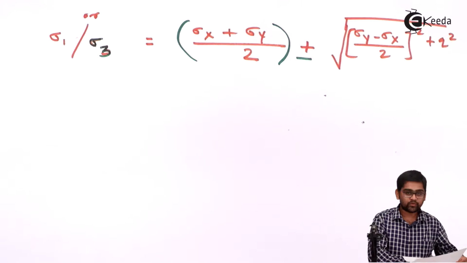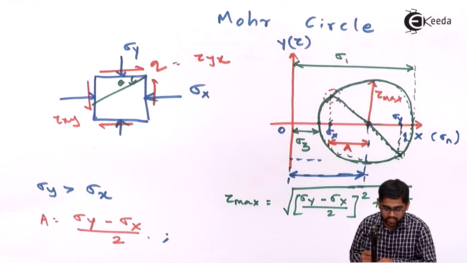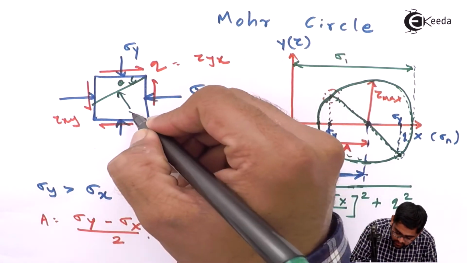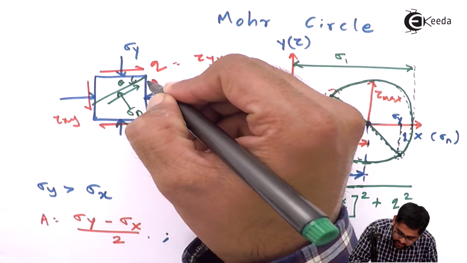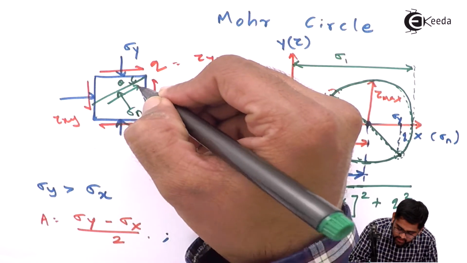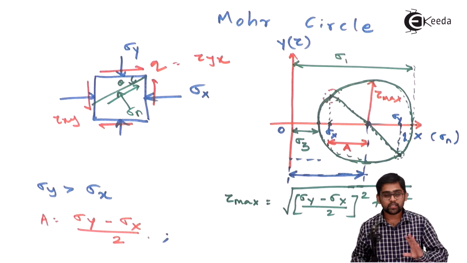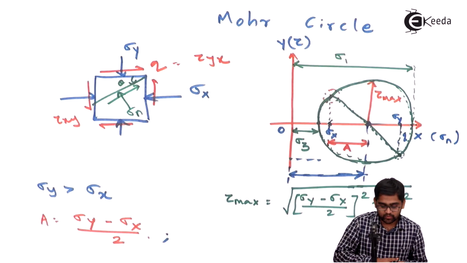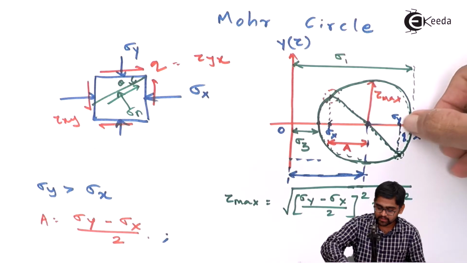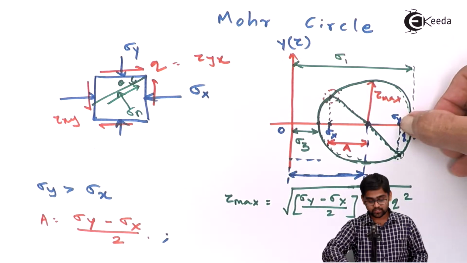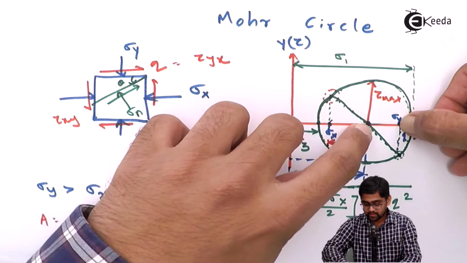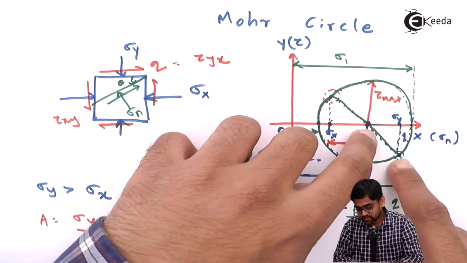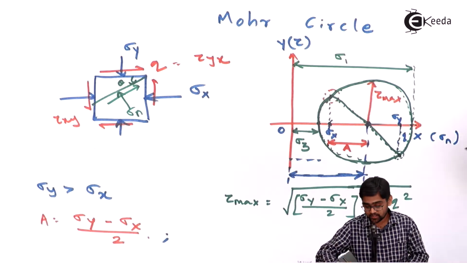However, if you want to get any normal stress and any value of the shear stress acting on any plane inclined at an angle theta, how to get it? Now you see, this is the angle theta. So when your theta is 0, these are the stress conditions. When theta is 0, this is the stress condition, and it is represented by this line.